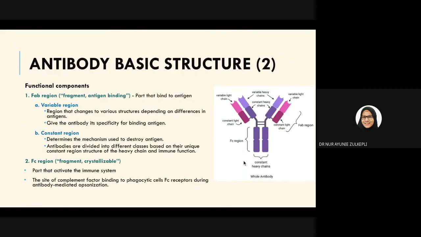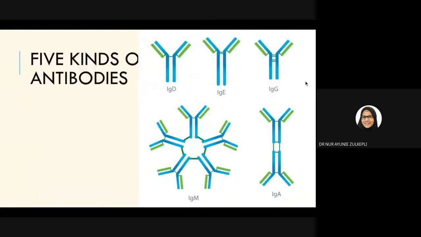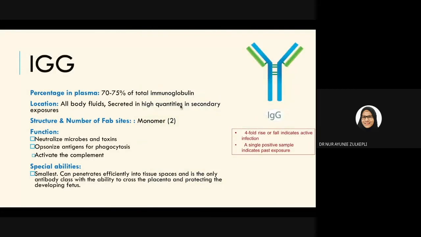And for the Fc region, this is the fragment crystallizable part that activates the immune system, and it is also the site of complement factor binding, to be presented to the phagocytic cells during antibody-mediated opsonization. So these are all five kinds of antibodies: IgD, IgE, IgG, IgA, IgM. All of them are actually different in structure if you look closely. So let's learn them one by one.